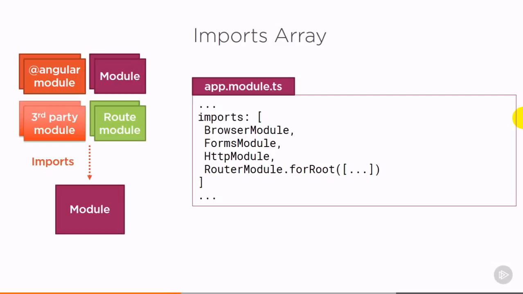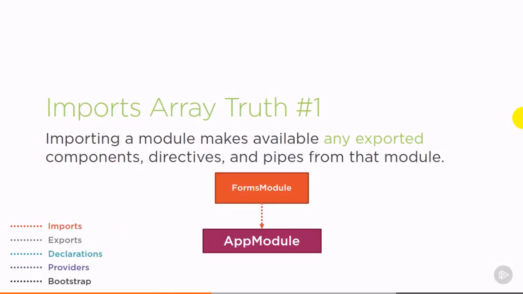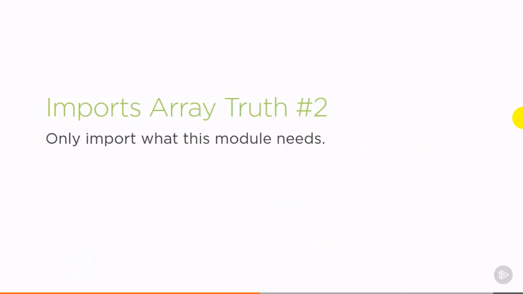Here are some things to keep in mind when using the imports array. Importing a module makes available any exported components, directives, and pipes from that module. Recall that we are using ngModel in our product list component for two-way binding. The ngModel directive is exported in the Forms module. By importing the Forms module into our app module, we can use ngModel in any component declared in our app module.